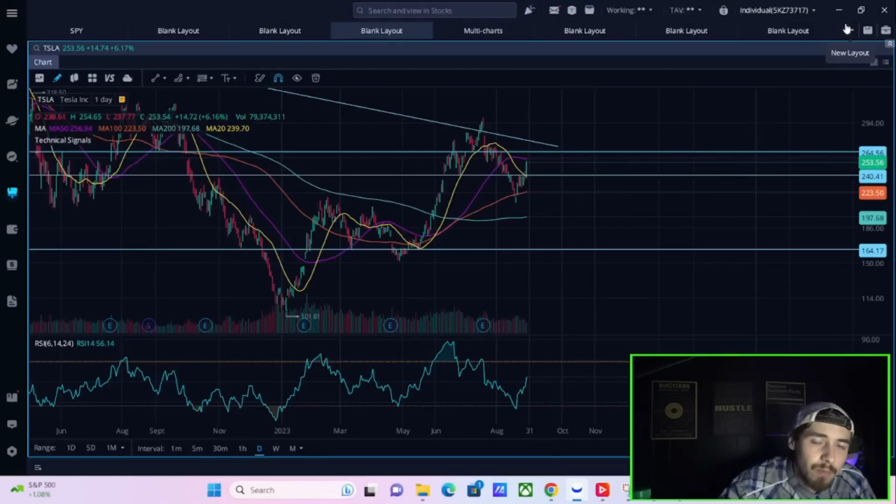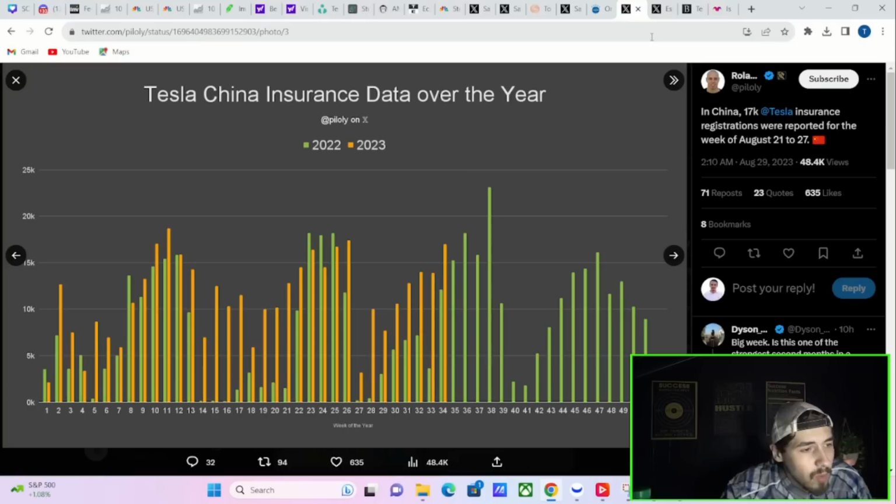Tesla stock has seemingly boarded the rocket ship. The stock is up 6% today on three major catalysts. Number one, in China, Tesla just saw 17,000 insurance registrations reported for the week of August 21st through August 27th.